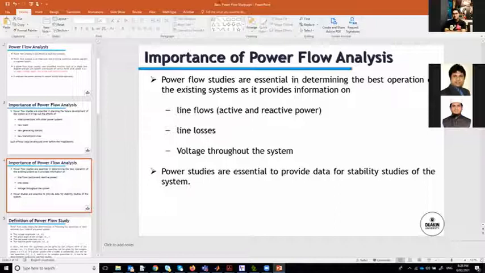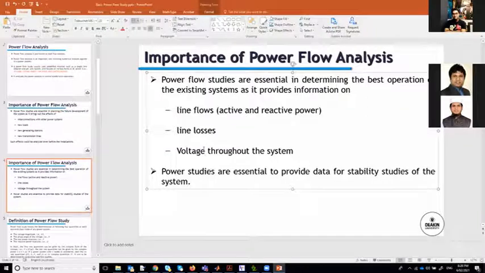So also we can use it to calculate the line flow in terms of active and reactive power, line losses, how much power is being lost. And as I mentioned, we can know what is the voltage across the network. Let's say we can vary the voltage at some buses plus or minus 10%.